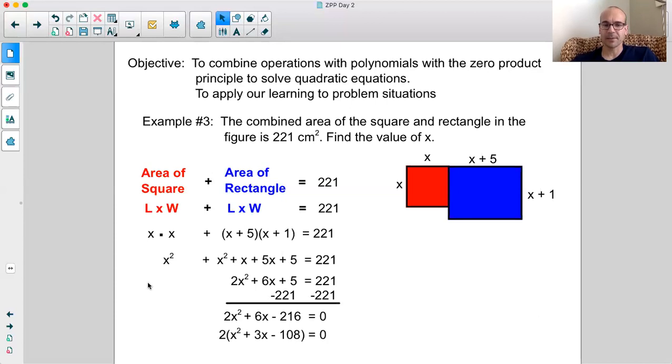108 is on the times table, it's 9 times 12, and those are 3 apart, so that's going to work out well for us. We factor it down there, and then we can set those factors equal to 0. Now notice this 2 didn't get set equal to 0. The 3 factors were 2, x plus 12, and x minus 9, and for some reason I only chose to do x plus 12 equals 0 or x minus 9 equals 0. And the reason for that is this 2 is never going to equal 0.